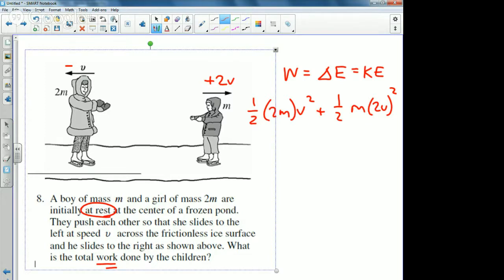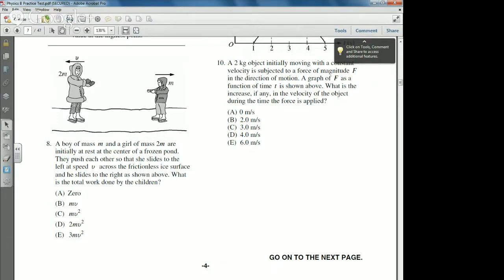Because it's a scalar, you don't write -2v. Because it's scalar, I don't include direction signs. Okay, so overall, if I just work this out, the 1/2 of 2 becomes mv squared plus, now the 2v becomes 4v squared, because I square everything inside, so this becomes 2mv squared, so the total is equal to 3mv squared. I don't know what answer choice that was, but, okay, choice E. Any questions about that?